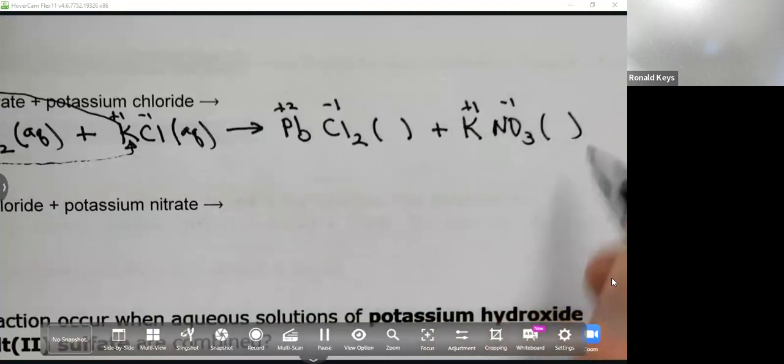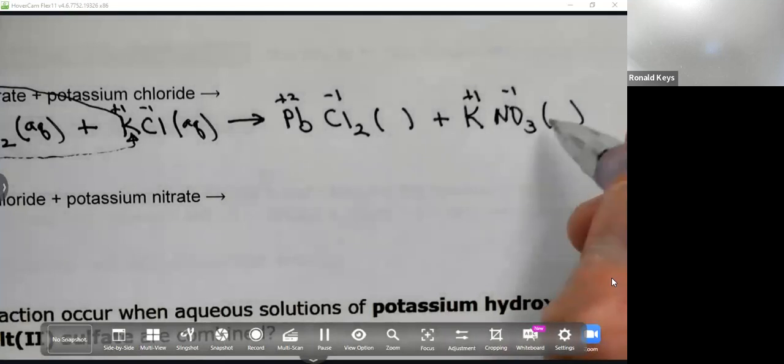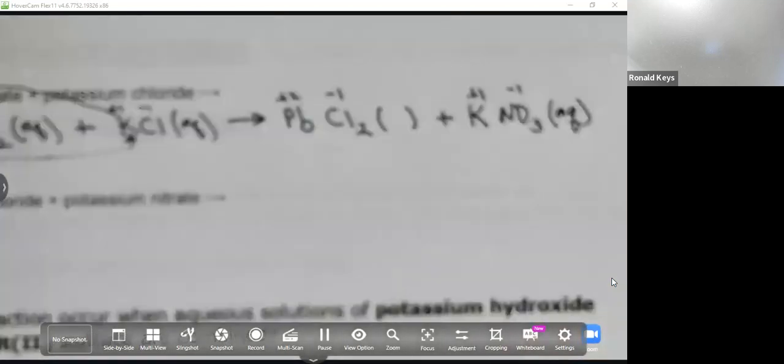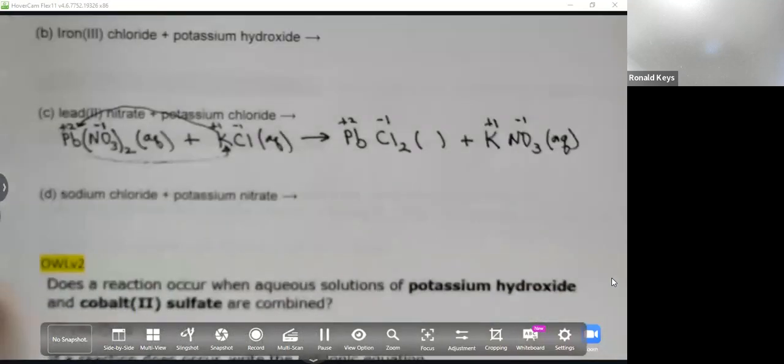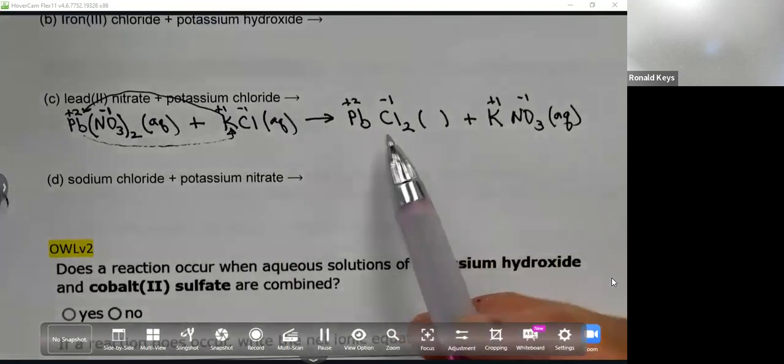minus 1. Is this aqueous? Heck yeah, probably the most aqueous salt you can make. It starts with potassium, ends in nitrate. They're both super, super soluble, aqueous. What about this? Lead-2 chloride.